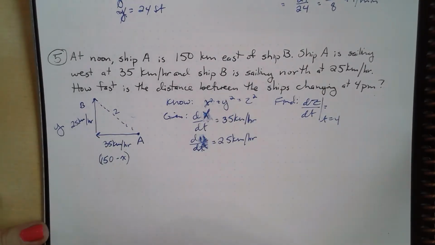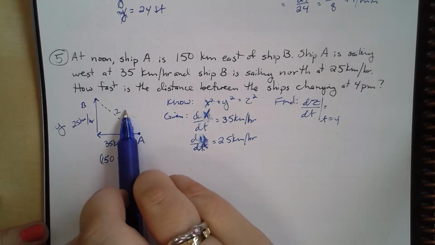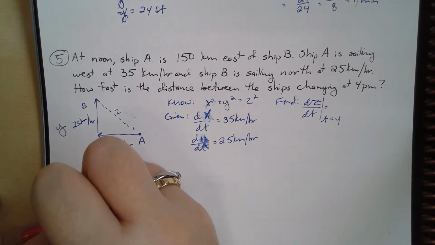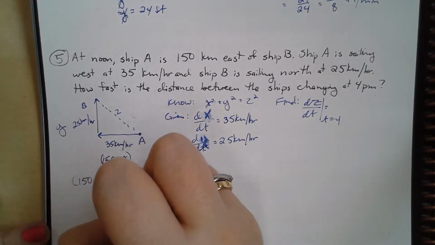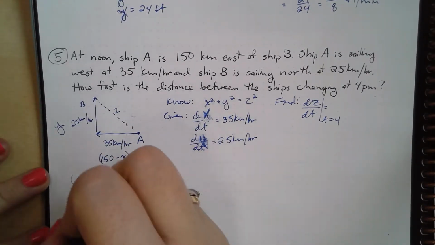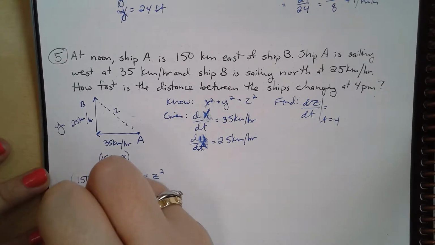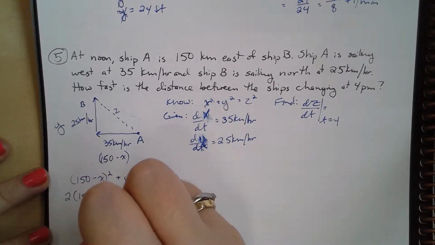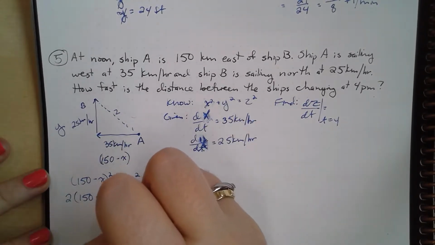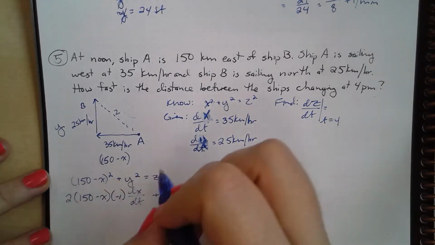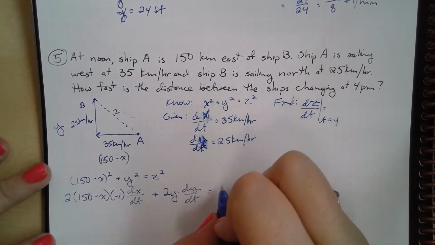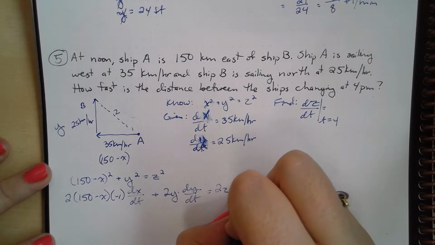So let's set up this equation. We know x squared plus y squared equals z squared. Well, our x value is not just equal to x, it's equal to 150 minus x. So I'm going to write down 150 minus x quantity squared plus y squared is equal to z squared. Now I need to find my derivative. So I'm going to have 2 times 150 minus x times negative 1 times, cannot forget the most important part here, dx over dt, plus 2y times dy over dt is equal to 2z times dz over dt.